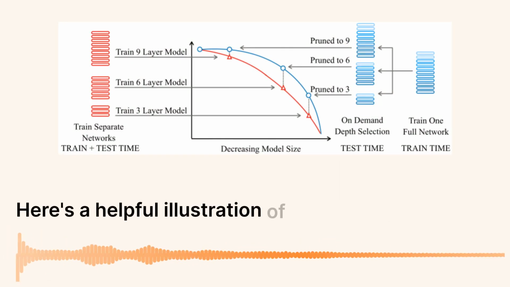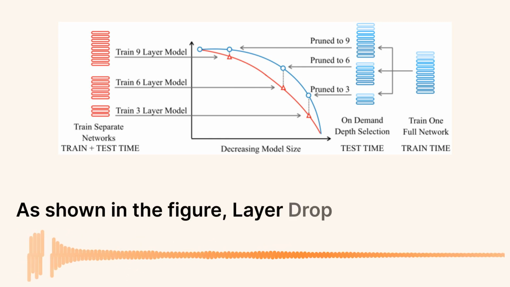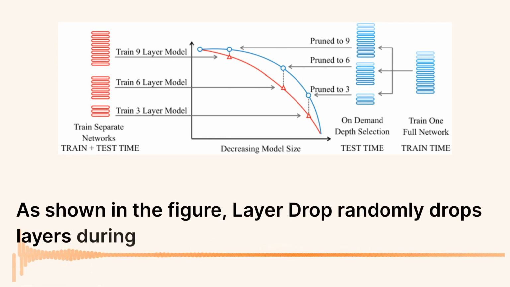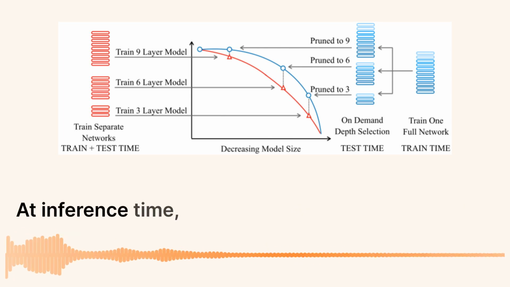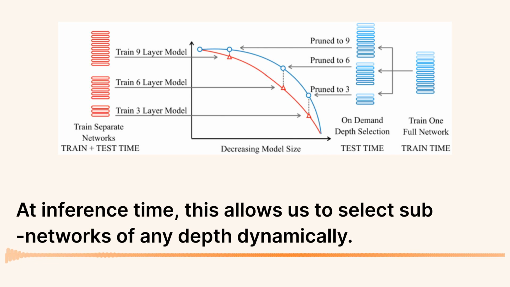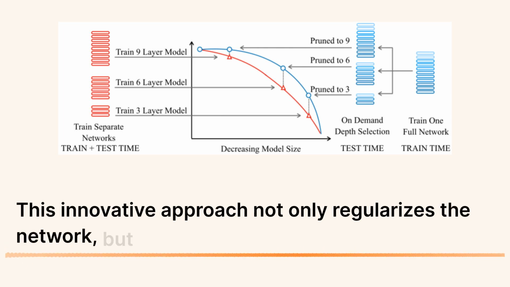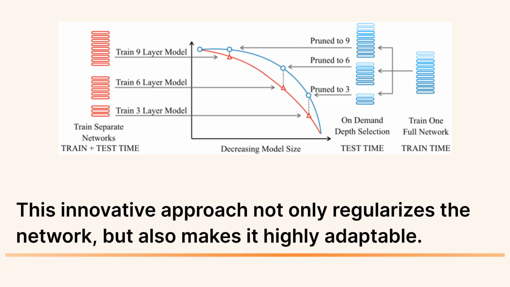Here's a helpful illustration of the LayerDrop mechanism. As shown in the figure, LayerDrop randomly drops layers during training. At inference time, this allows us to select subnetworks of any depth dynamically. This innovative approach not only regularizes the network, but also makes it highly adaptable.